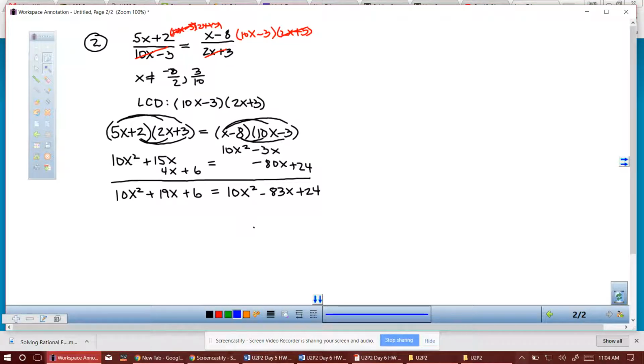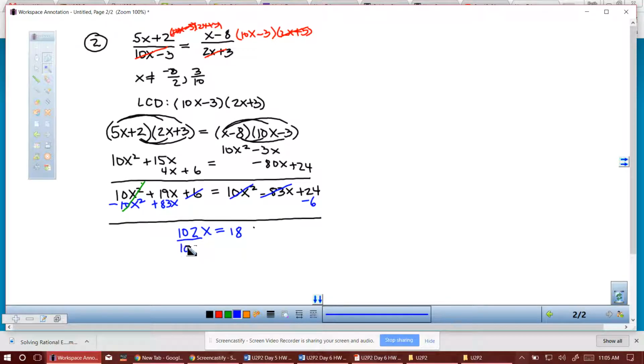So I'm going to start by moving some terms. As I subtract 10x squared, I move that term, and those are going to cancel. Then I will add 83x, so that'll go. And then I'll subtract 6, so that one will go. With all my movements, the x squareds go away. The x's add up to be 102x. And over here, I add those up and I get 18.